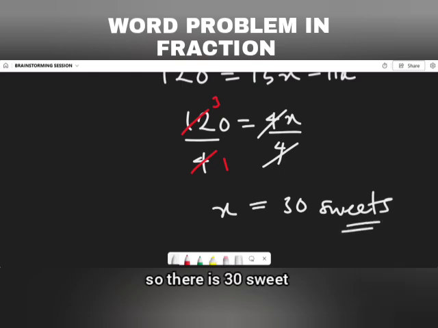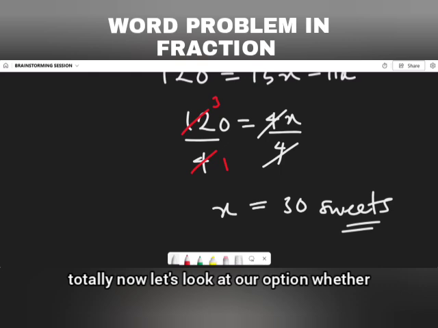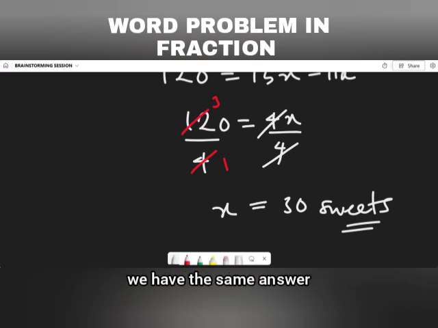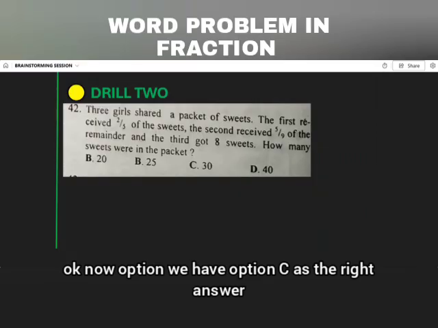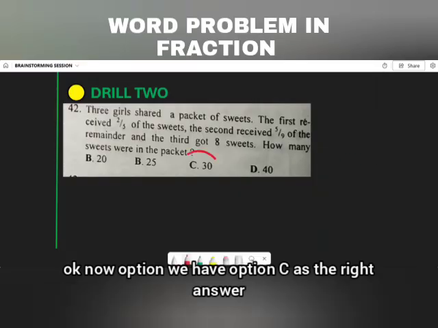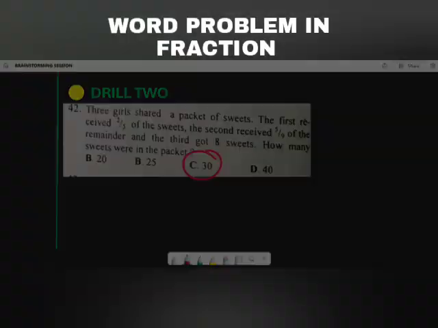So there are 30 sweets received in total. Now let's look at our options to see whether we have the same answer. Okay, we have option C as the right answer.